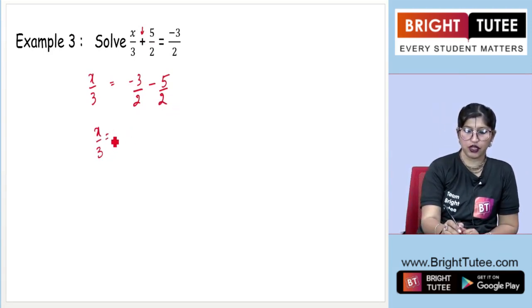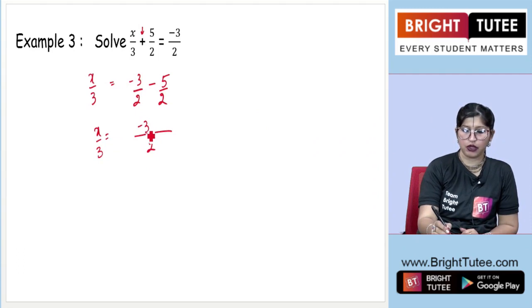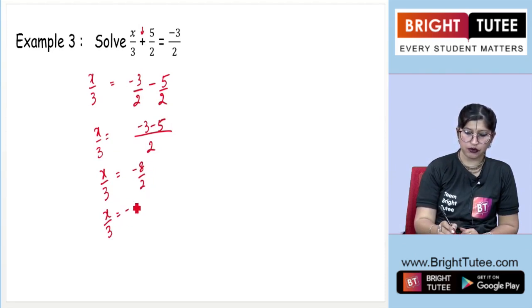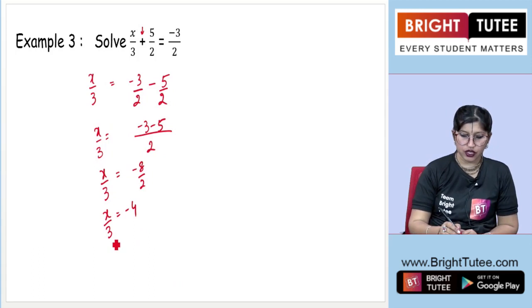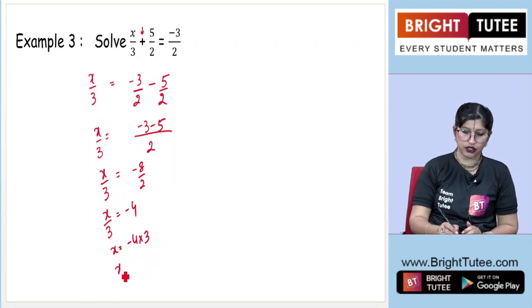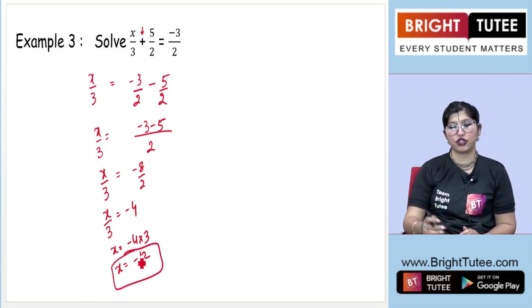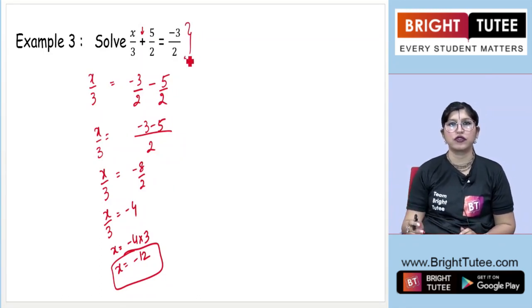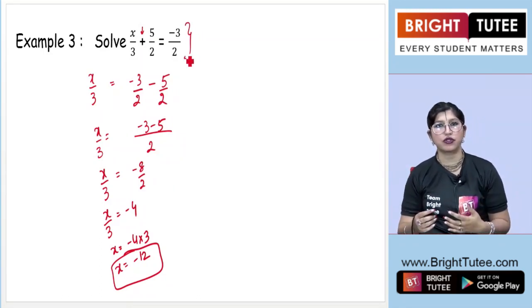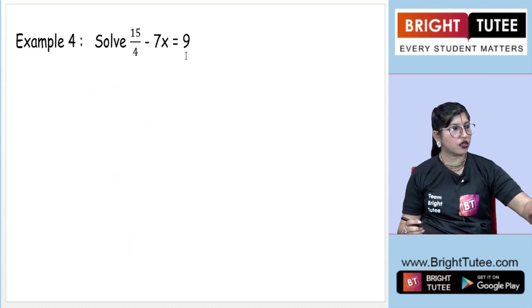Now x by 3 equals, taking LCM, we'll be getting minus 3 minus 5. So x by 3 equals minus 8 by 2. x by 3 equals minus 4. Now over here it's divided by 3, so we'll be multiplying it on the other side if we take it to the other side. So x will be minus 12. So this is the solution of the equation which we have over here. So this is how we solve the equations.